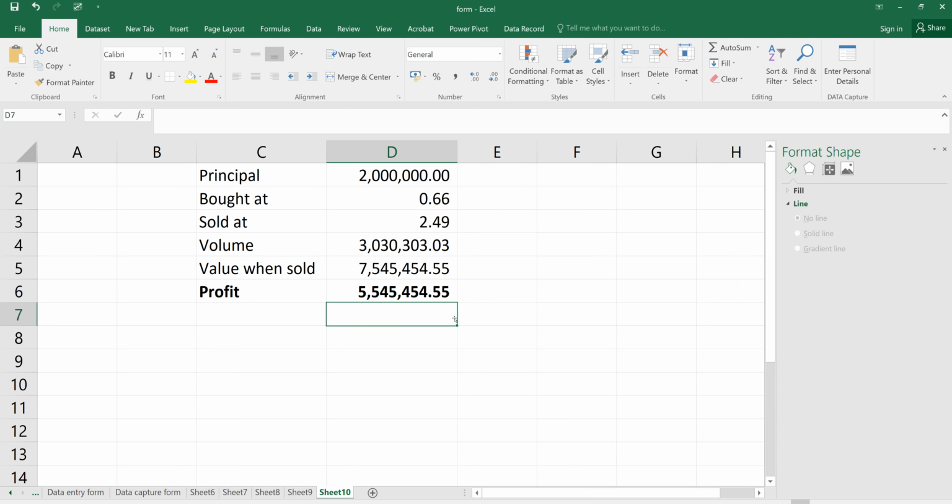This is our graph, and yeah, so let me do something quickly here to show you something.